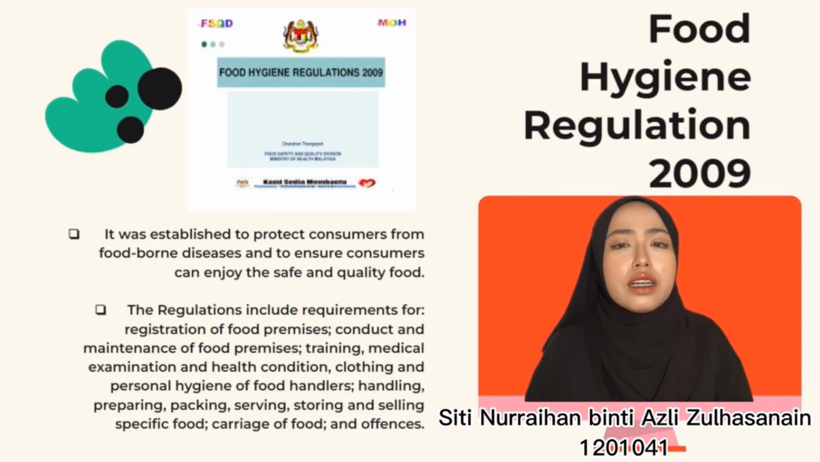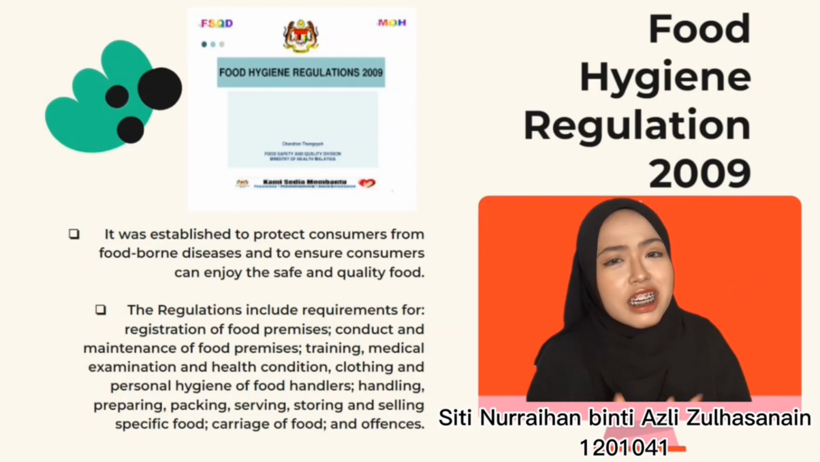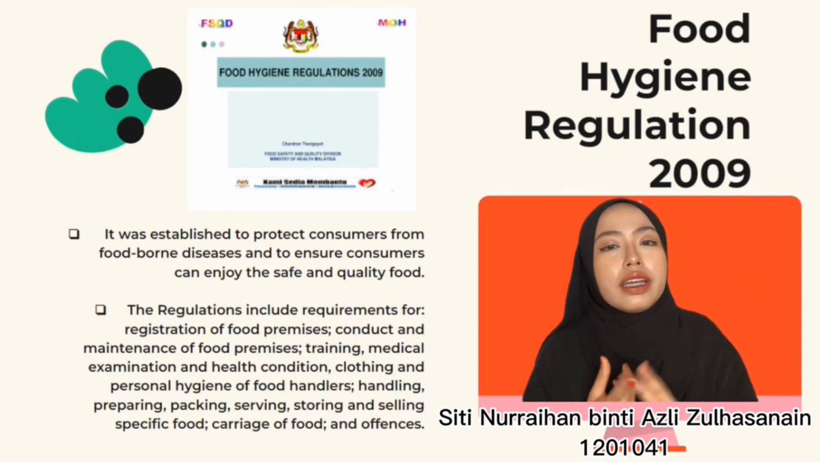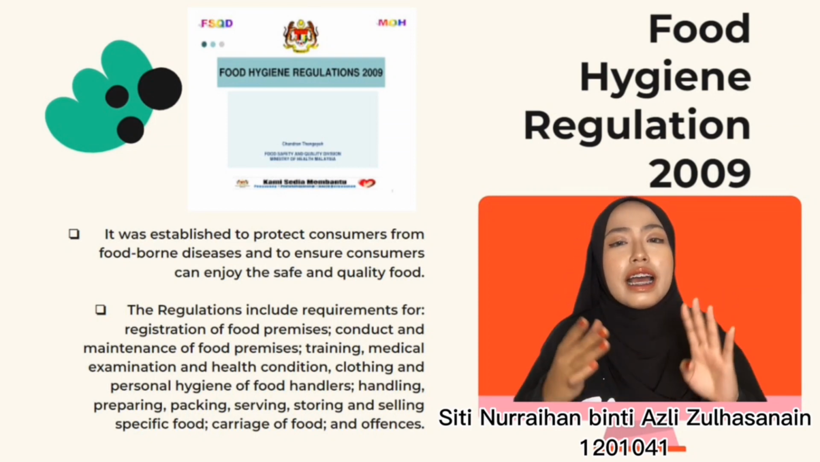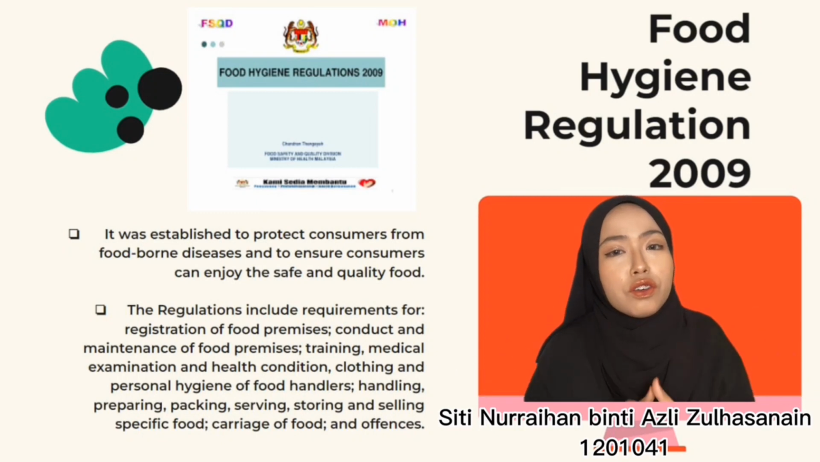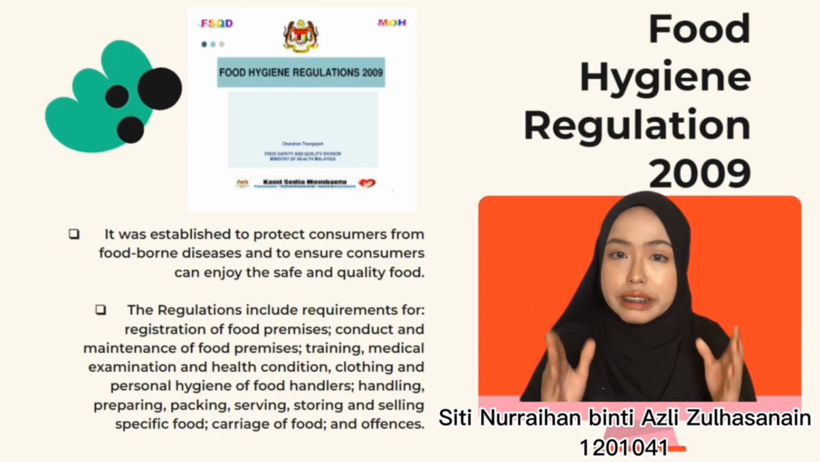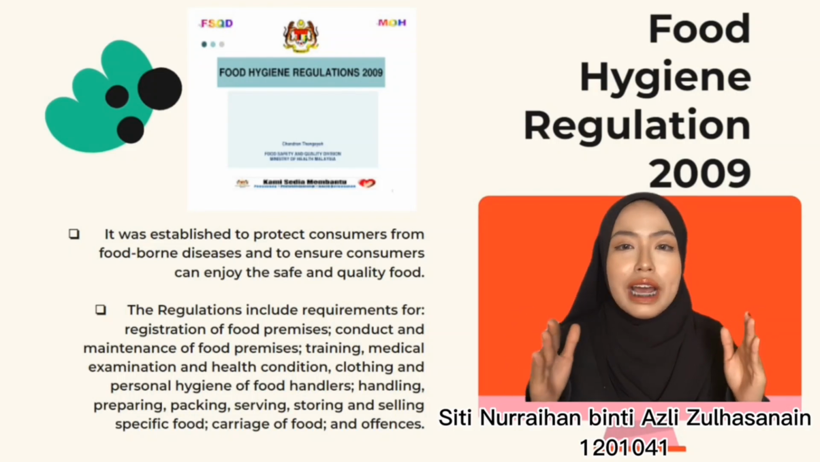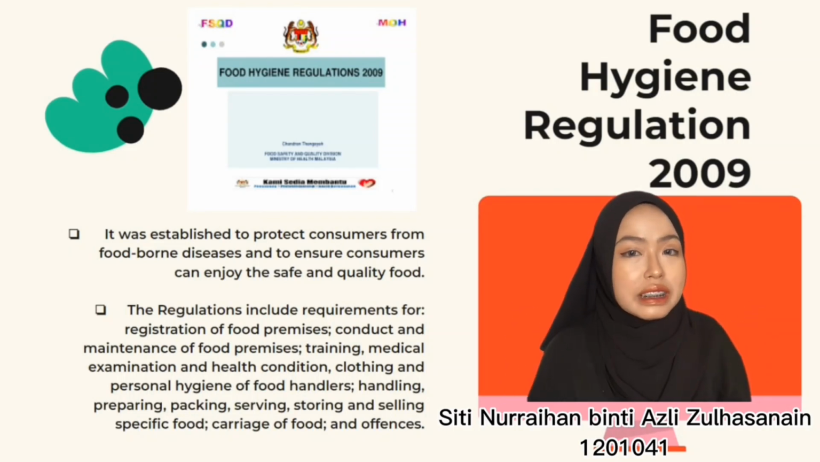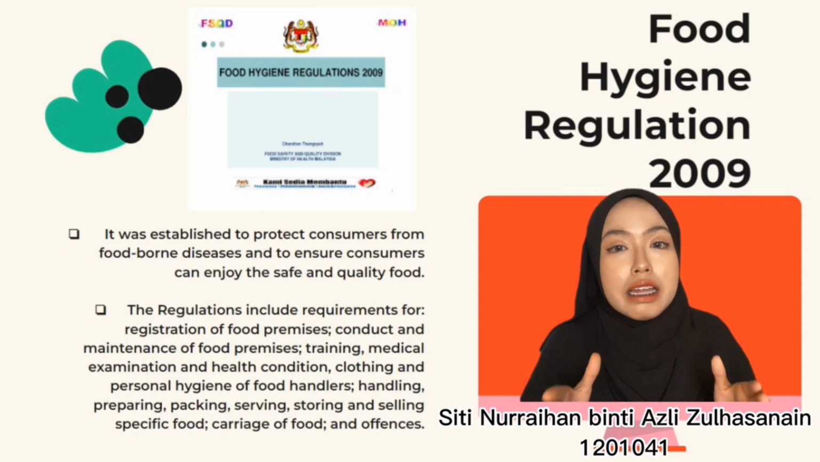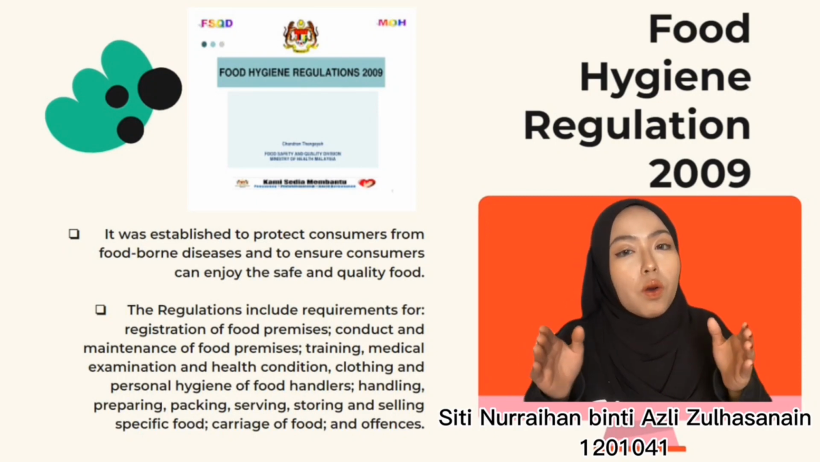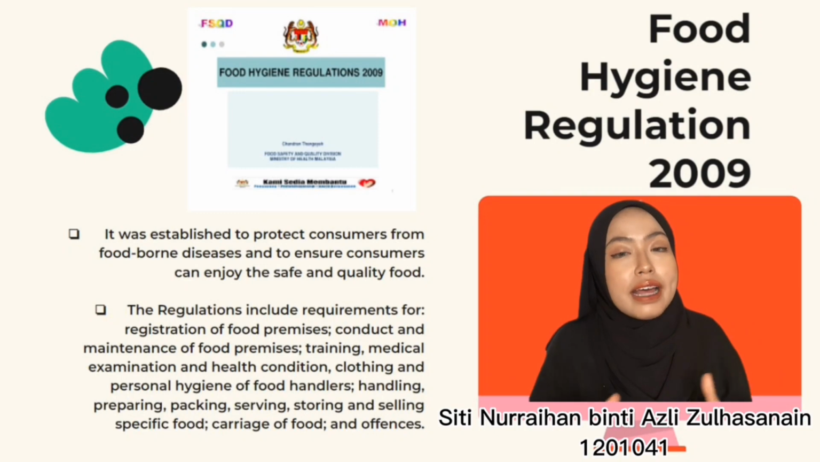The regulations include requirements for registration of food premises, conduct and maintenance of food premises, training, medical examination and health condition, clothing and personal hygiene of food handlers, handling, preparing, packing, serving, storing and selling specific food, carriage of food, and offences. As a result, it is crucial for all food handlers to be aware of food safety procedures and potential causes that can be the source of foodborne disease in order to effectively manage and prevent this disease.